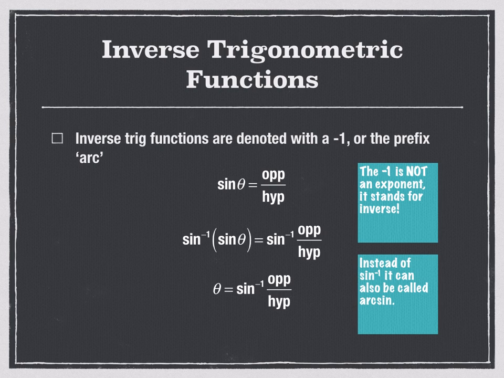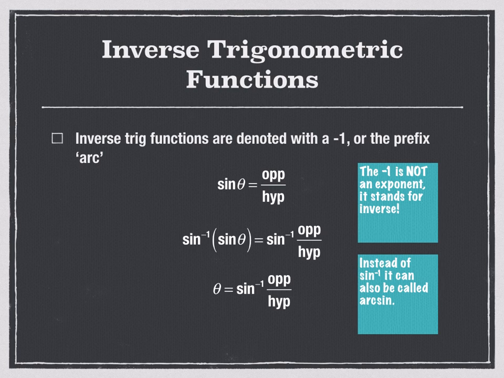So, what's going on here? We have sine is opposite over hypotenuse. If I want to cancel out sine, I use inverse sine. But the first rule of equations: what you do to one side, you do to the other. So I have to take the inverse sine of both sides. On the left, sine and inverse sine cancel out, leaving us with the angle theta. So that basically tells us that if you want to find the angle theta, you can use inverse trig functions to do it.